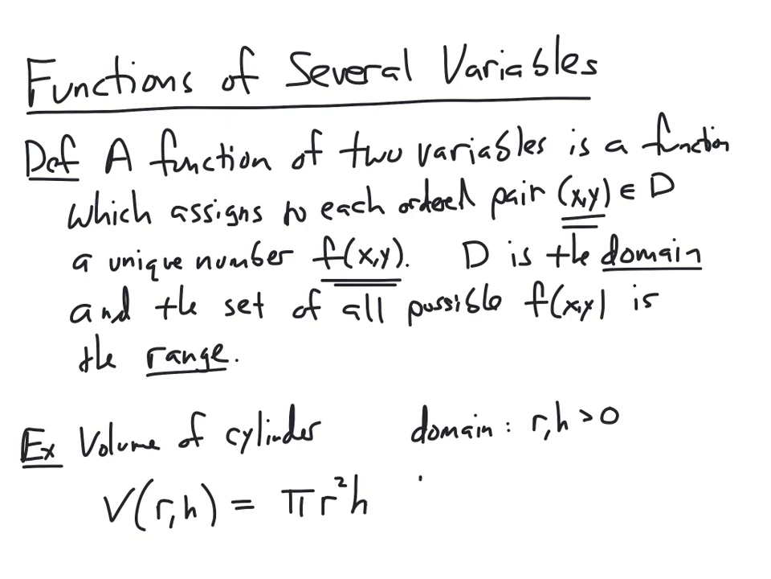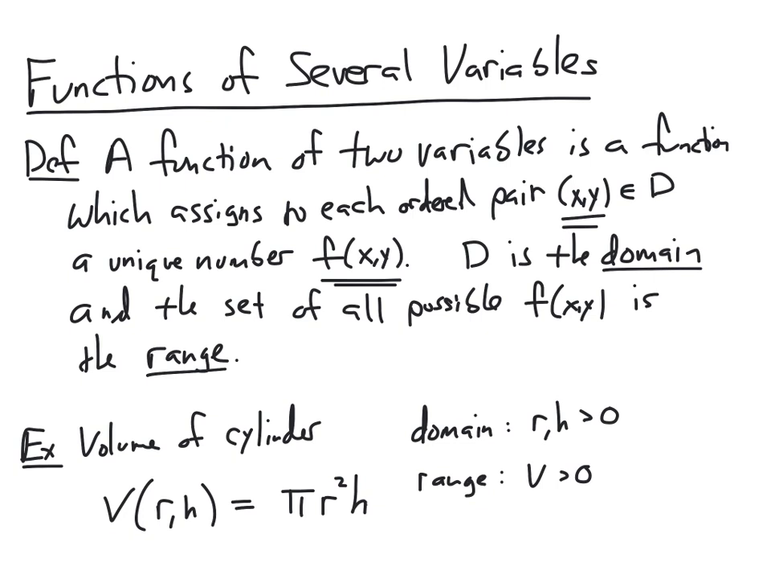And the range would also be all positive values, because the volume of a cylinder would be positive, and we can get any possible positive number as the volume of a cylinder.